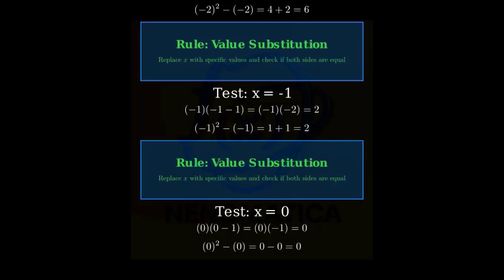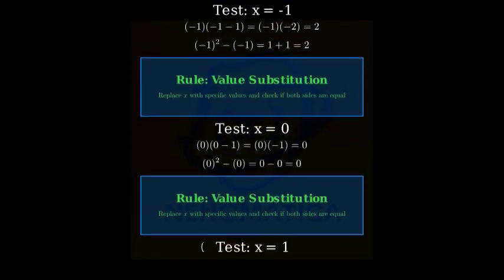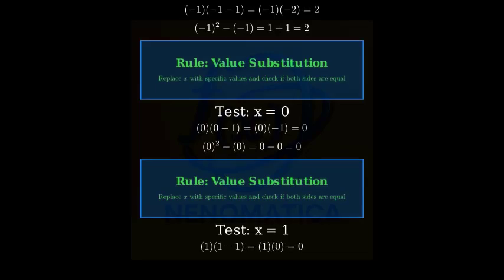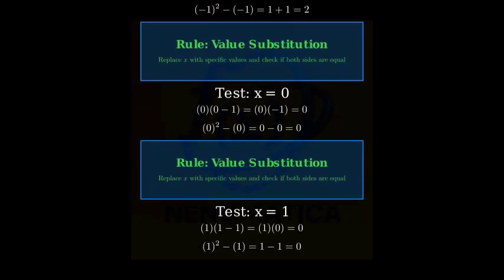Let's check for x equals 1. If x equals 1, then the left side becomes 1 times (1 minus 1), which is 1 times 0, which equals 0. The right side becomes 1 squared minus 1, which is 1 minus 1, which equals 0. Both sides equal 0, so the equation is satisfied for x equals 1.